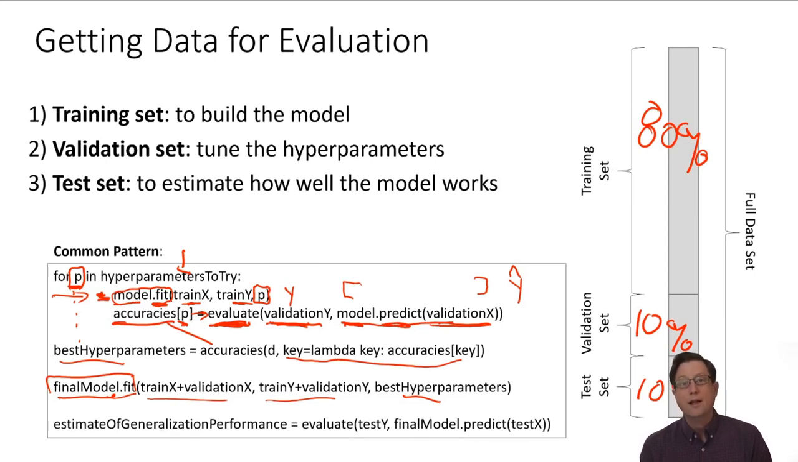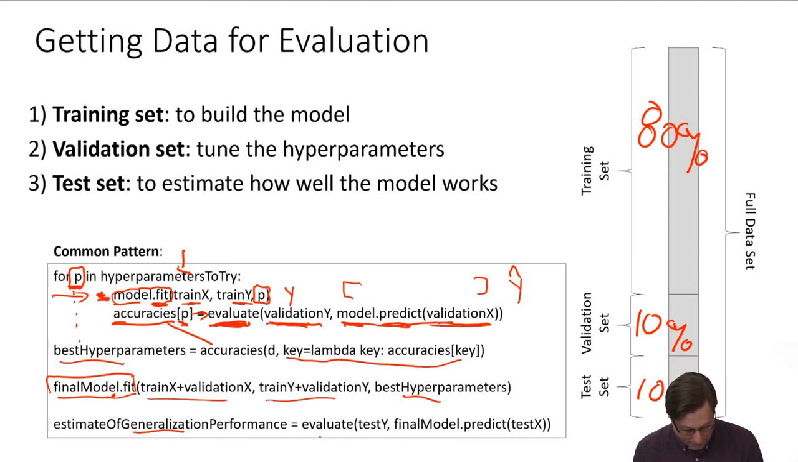Now you want to say, if I were to deploy this and run it on data that didn't have anything to do with the training process, what accuracy would I expect to see? There's a little bit of statistics as to why you want to do this, and we're going to have a full lecture about it. But right now, we just call this generalization performance. That is the performance of the model on data that wasn't part of training the model. And so we want to get an estimate of that.